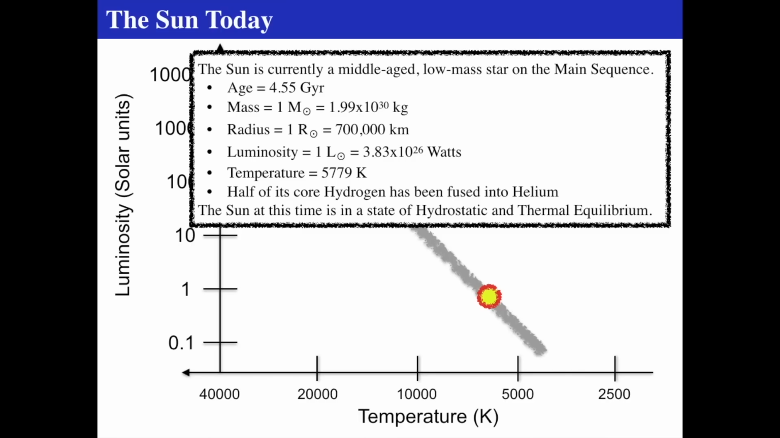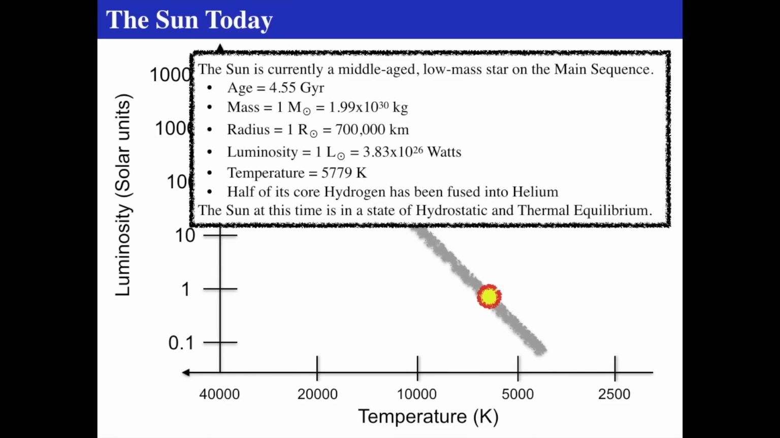The current mass is about 2 times 10 to the 30th kilograms, and that's what it's going to stay until it's dead, until it starts going through the throes of old age, when it actually will lose a significant amount of mass. The current radius of the sun is about 700,000 kilometers, which is about 100 Earth radii. And the luminosity of the sun is about 4 times 10 to the 26 watts, which is much more than the human race puts out in trillions of years. The temperature is almost 5,800 Kelvin, and half of the hydrogen in the core has been fused to helium at this point. So there's an enormously large inert helium core in the center of the sun today.